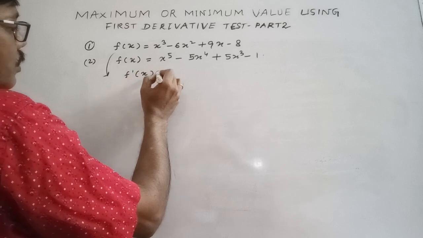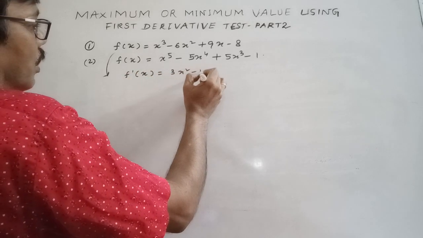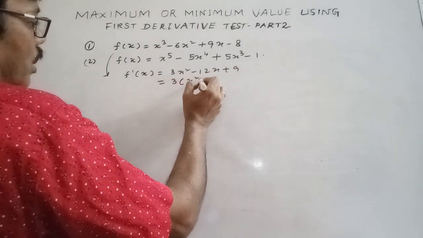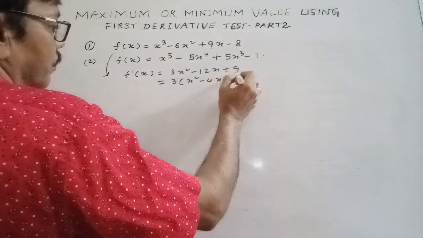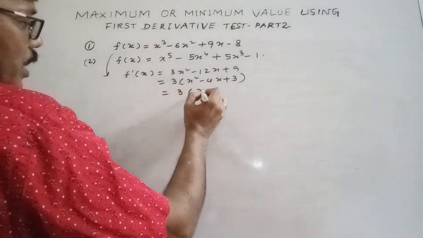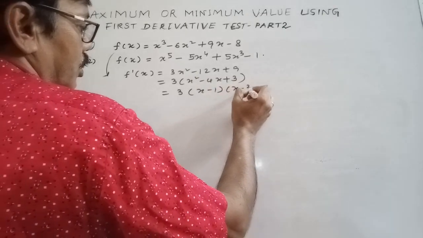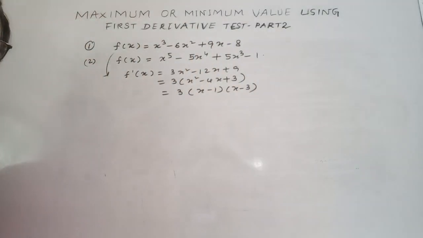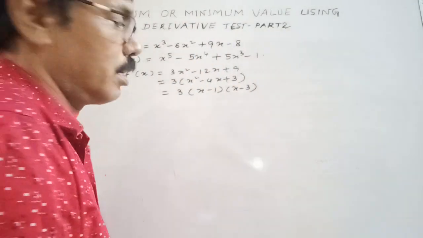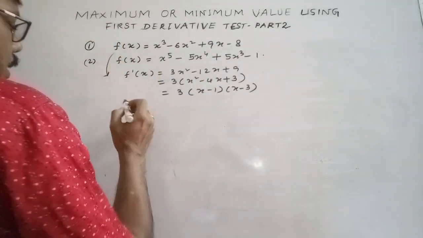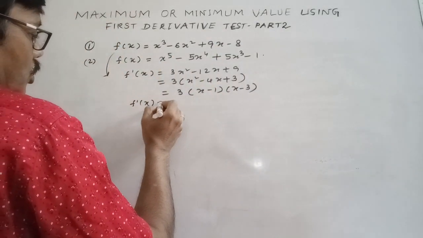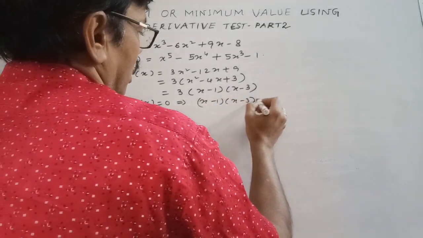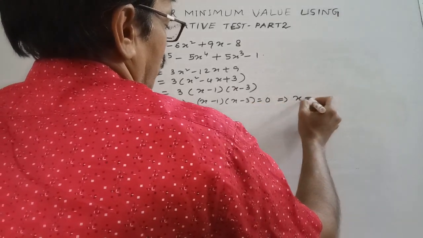Then f dash is 3x squared minus 12x plus 9. Taking 3 common, x squared minus 4x plus 3. So 3 into (x minus 1)(x minus 3). Factorizing. Now to find the stationary point, f dash x equals 0 implies (x minus 1)(x minus 3) equals 0. So x equals 1 and 3.